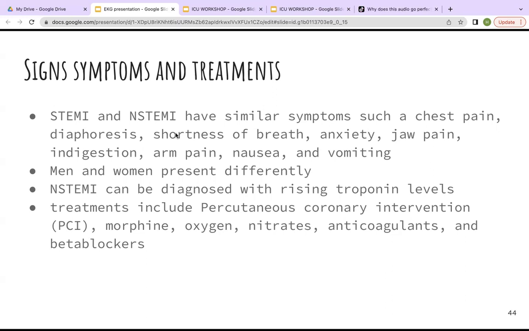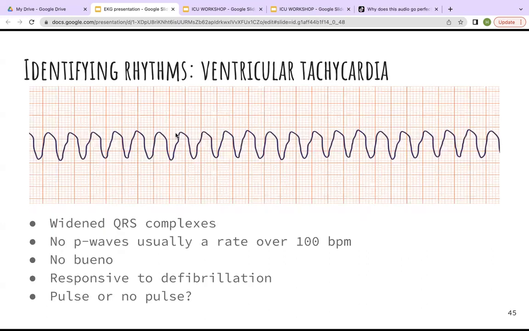Treatments are going to be, the gold standard is percutaneous coronary intervention, a PCI. As soon as someone comes in, we want to get them on the table and get that catheter in and open that artery. Another thing you can remember is MONA, which is morphine, oxygen, nitrates, and anticoagulants. And then lastly, beta blockers.